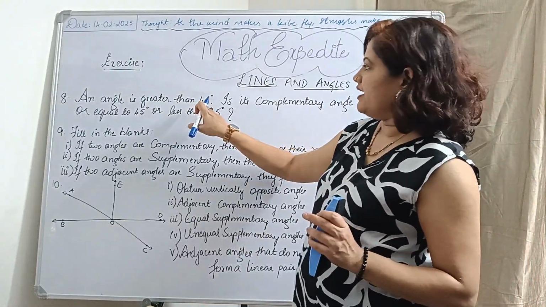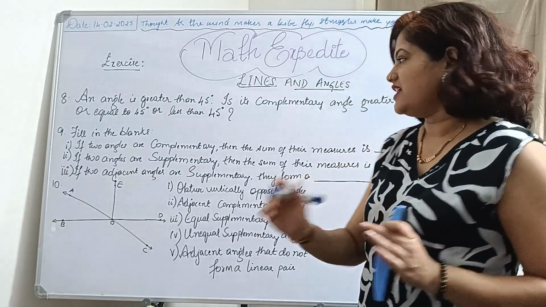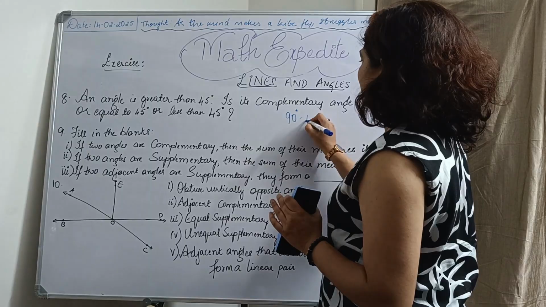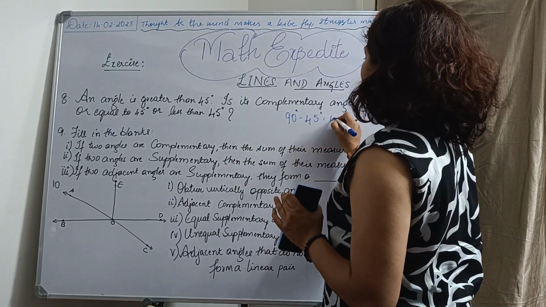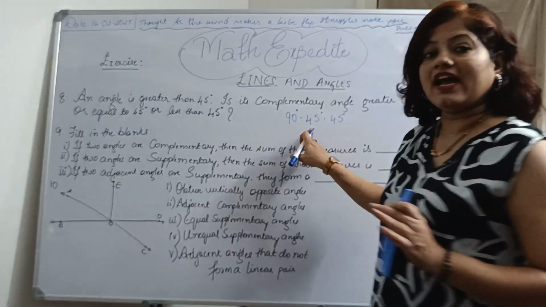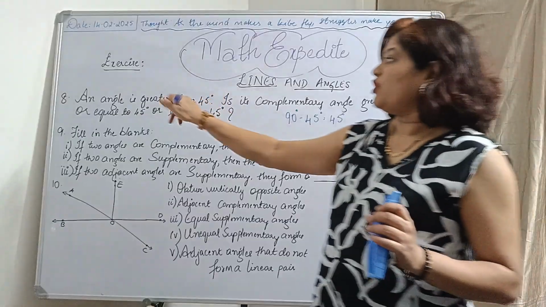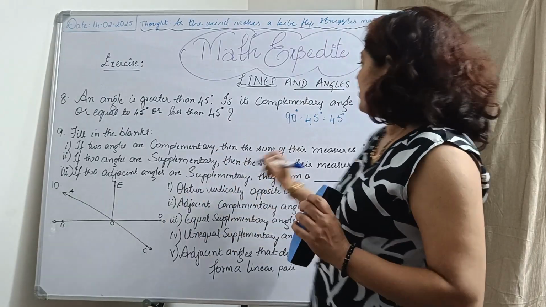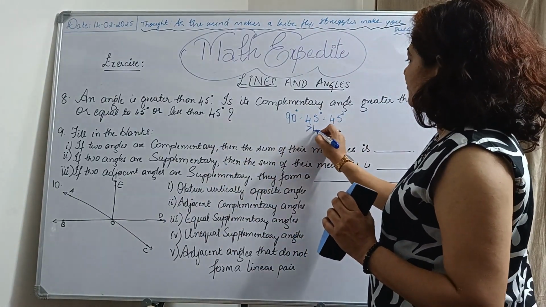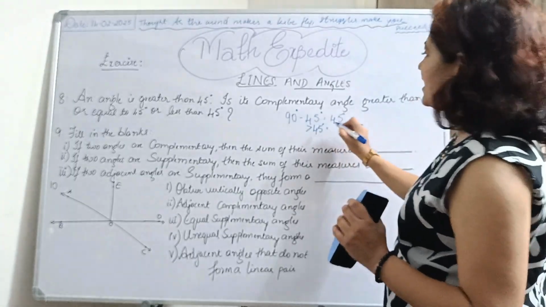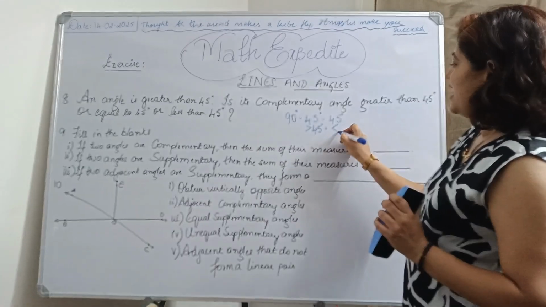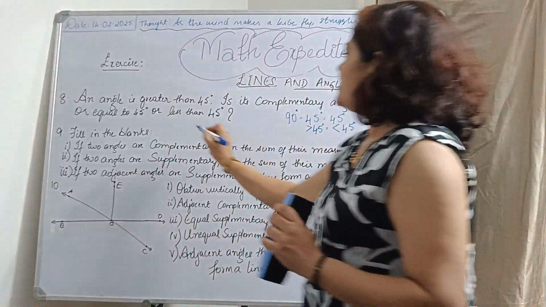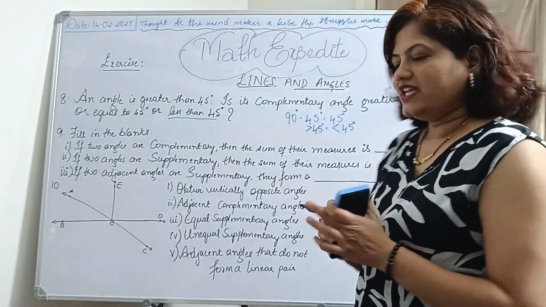So let us take the angle as 45. Let us not take it as greater than 45. Okay, so 90 minus 45, we get 45 degree. That is, if the angle is 45. But what they have given in the sum, they have said it is greater than 45. So if it is greater than 45, what will happen? Automatically, the complementary angle will be less than 45 degree. So the answer to this question is less than 45 degree.